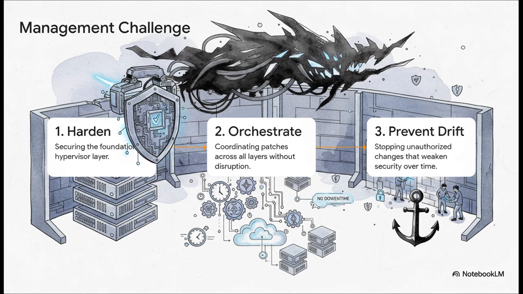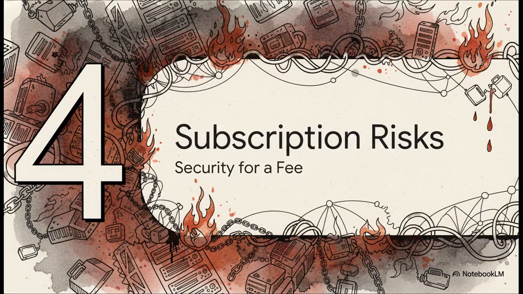And trying to keep all this chaos under control is a monumental challenge. First, you have to secure or harden the hypervisor itself. Then you have to orchestrate patches across the hypervisor, the management tools, and every single VM, all without bringing everything crashing down. And on top of all that, you have to fight something called configuration drift. That's where tiny, undocumented changes made by different people slowly, piece by piece, weaken your security over time, often without anyone even noticing.